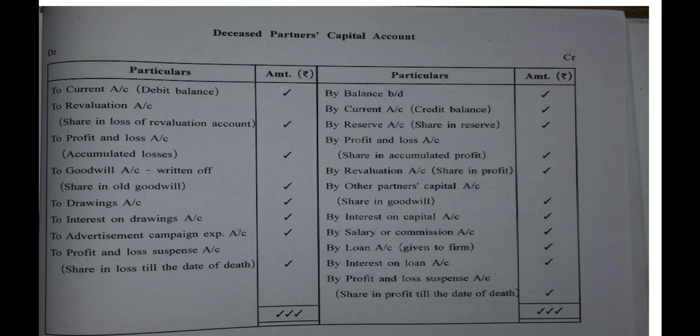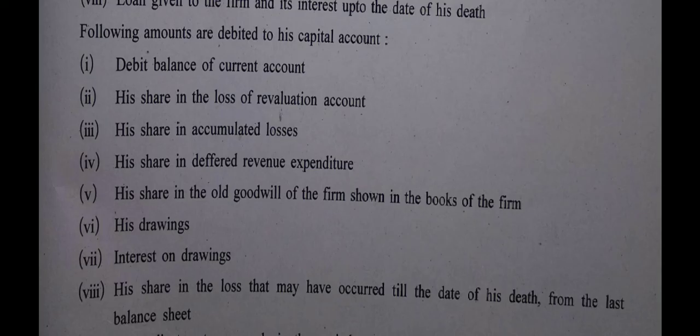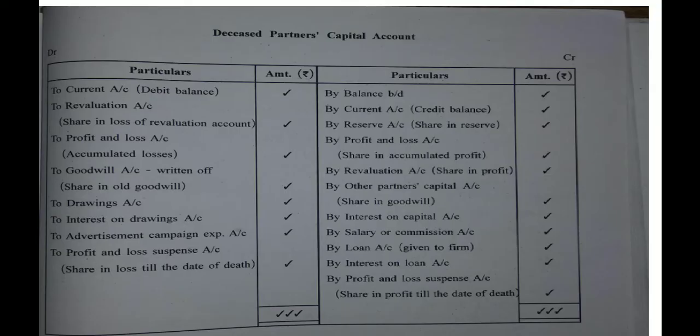We'll start from the debit side. All the concepts of the debit side that we have understood here are to be written on the debit side of this ledger account that we have prepared for the deceased partner. You can see the very first thing, the debit balance of current account, the share in loss, that is to revaluation account, which is simply the loss on revaluation.